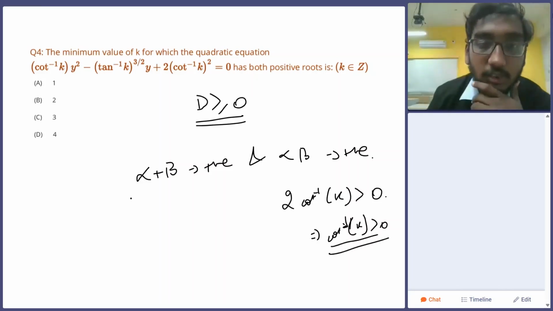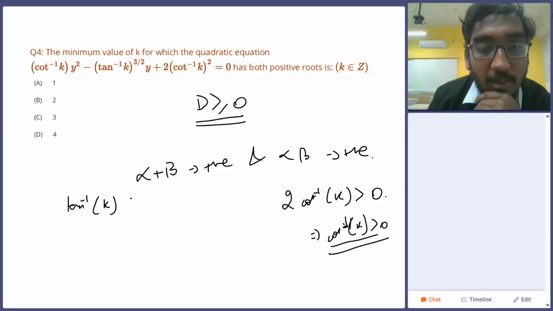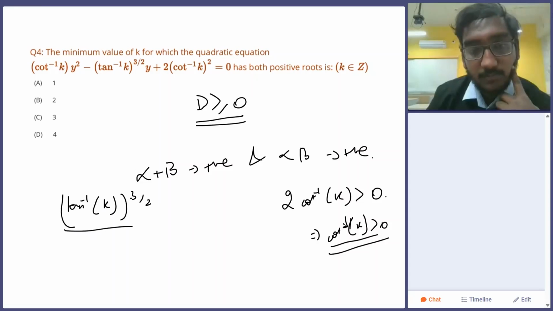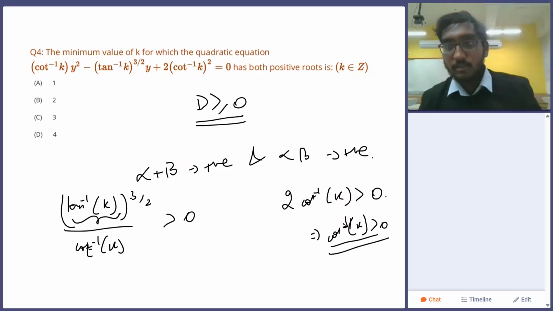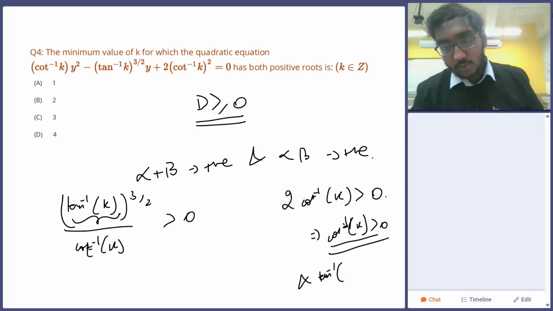And what is alpha plus beta? It will be (tan inverse k) whole power 3 by 2, divided by cot inverse k. This should also be positive. And that denominator is already positive, so the numerator also has to be positive. That means tan inverse k should be positive. So these two conditions we have arrived at.